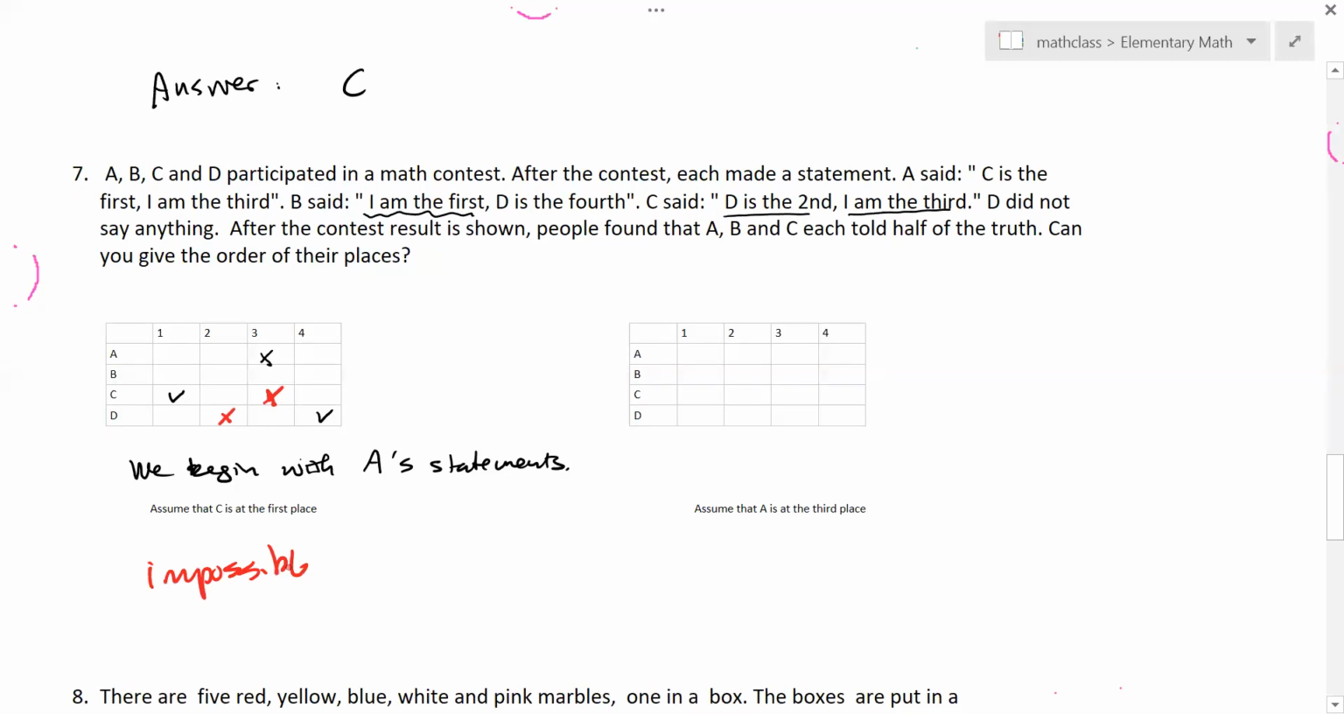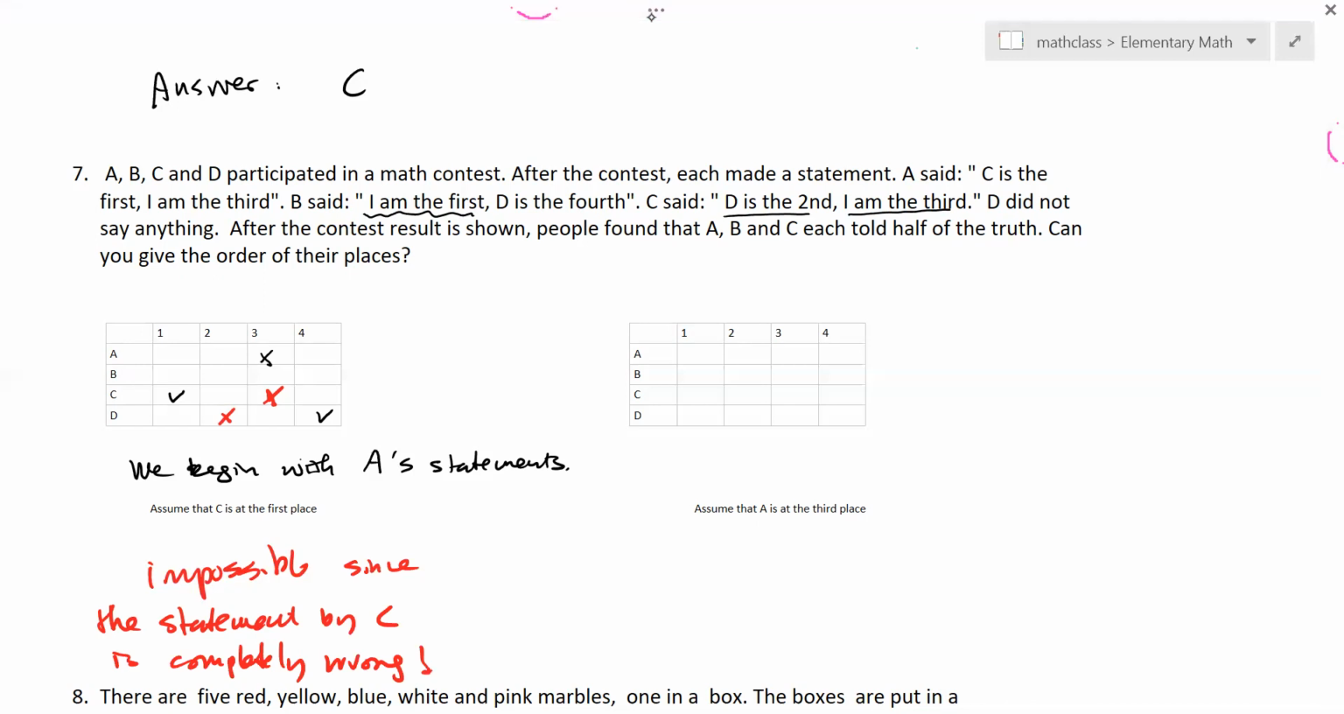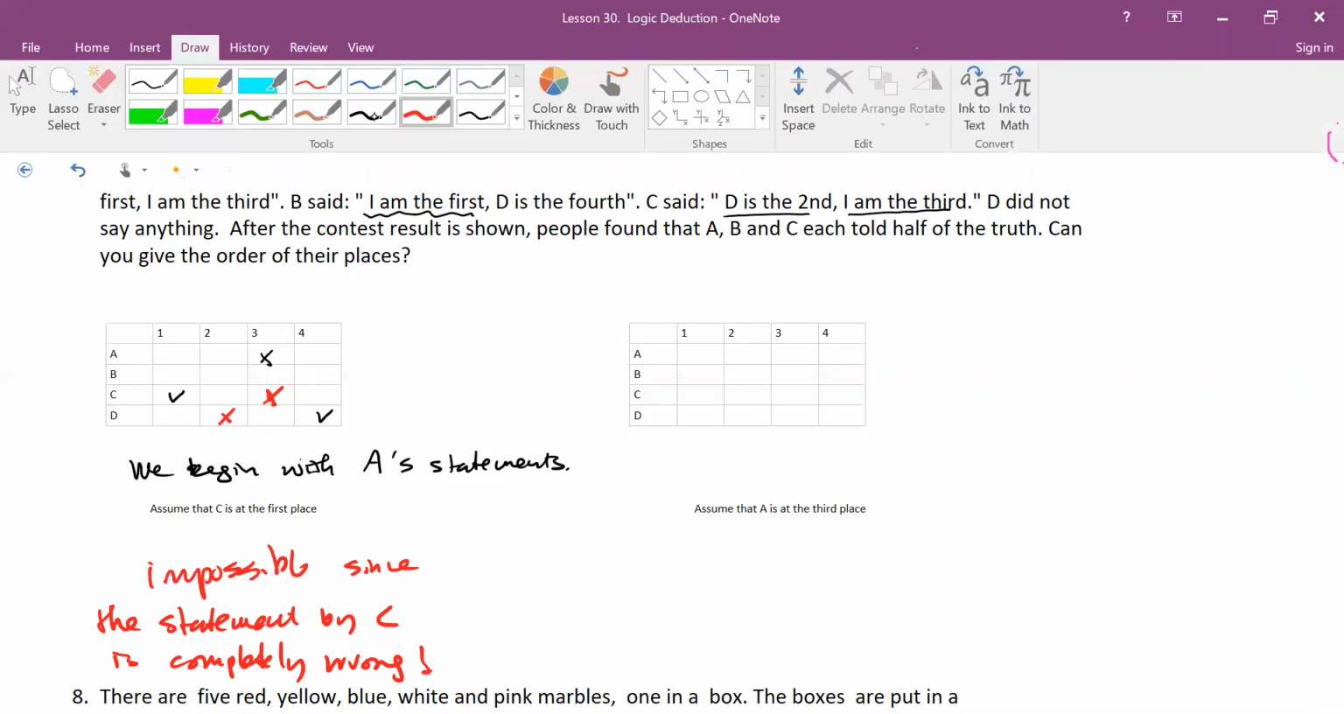Because the statement by C is completely wrong, but I assumed that half of the statement by C is correct, that means you have to move to the next step. The statement of C is completely wrong, no sentence correct. So now we are going to figure out the table under the assumption A is in third place. Don't be in a hurry.